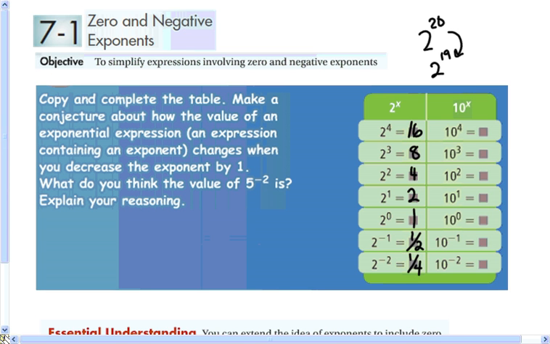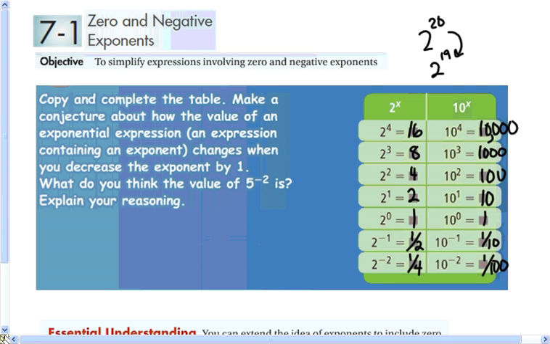All right, so here's our powers of 10. 10 to the fourth just means 10,000. 10 to the third is 10,000 divided by 10, which is 1,000. 10 to the second is 1,000 divided by 10, which is 100. Divided by 10 is 10. Divided by 10 is 1. Divided by 10 is 1/10. Divided by 10 is 1/100th.